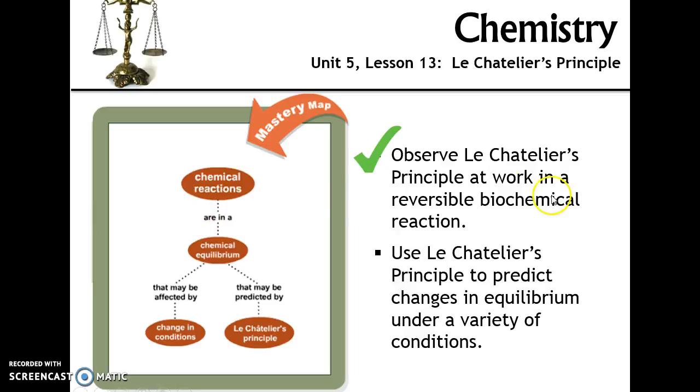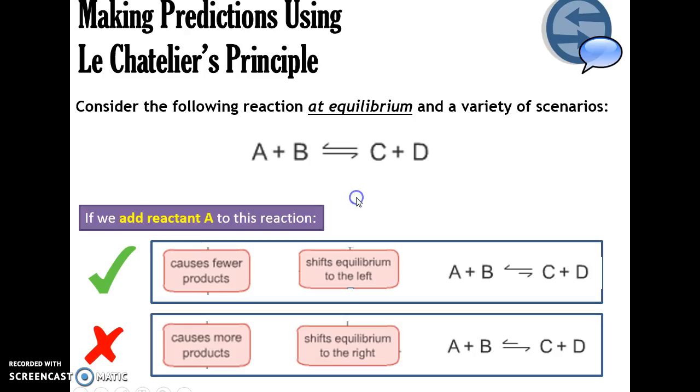Okay, so we have officially mastered our first goal. We observed Le Chatelier's principle at work in a reversible biochemical reaction. We got to see that with hemoglobin binding oxygen. Now we're going to use Le Chatelier's principle to predict changes in equilibrium under a variety of conditions. So let's consider this right here. Consider the following reaction at equilibrium in a variety of scenarios.